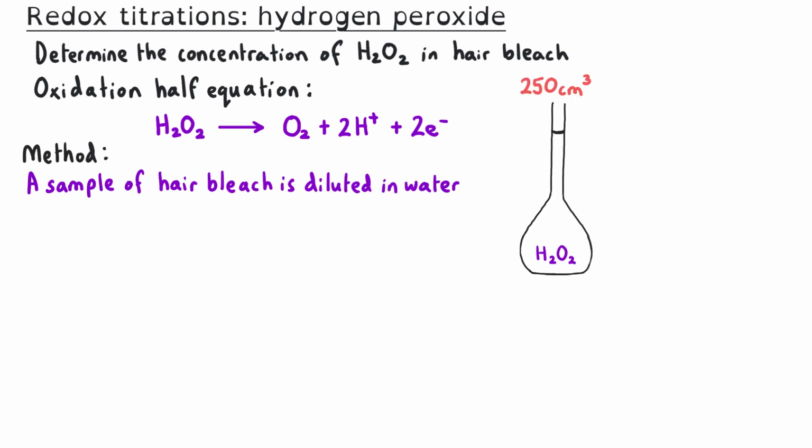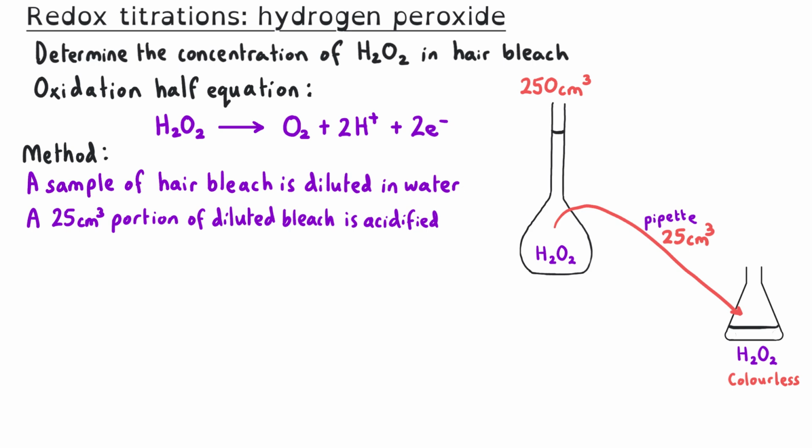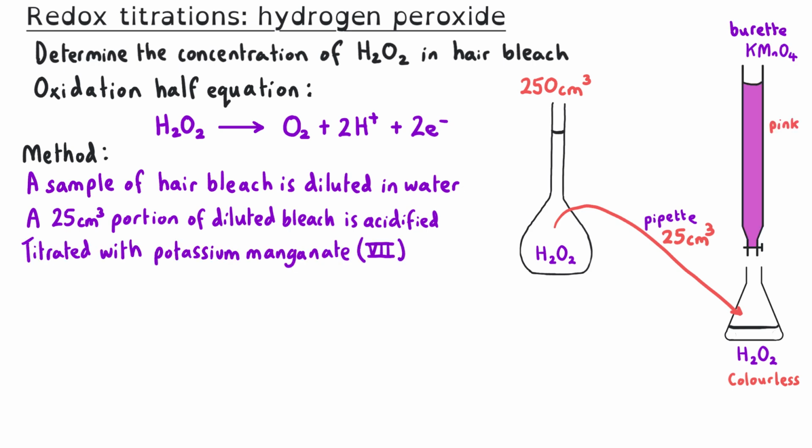To do this titration, you'd first dissolve a sample of hair bleach in a volumetric flask and make the volume up to 250 cm cubed, and a 25 cm cubed portion of this would be removed with a pipette and placed into a conical flask and acidified, and then you'd be ready to titrate this with the potassium manganate 7. The half equation for the manganate 7 has got 5 electrons being gained in the presence of hydrogen ions, which is why we acidified the conical flask before starting the titration. And we produce Mn2+ and 4 H2O.